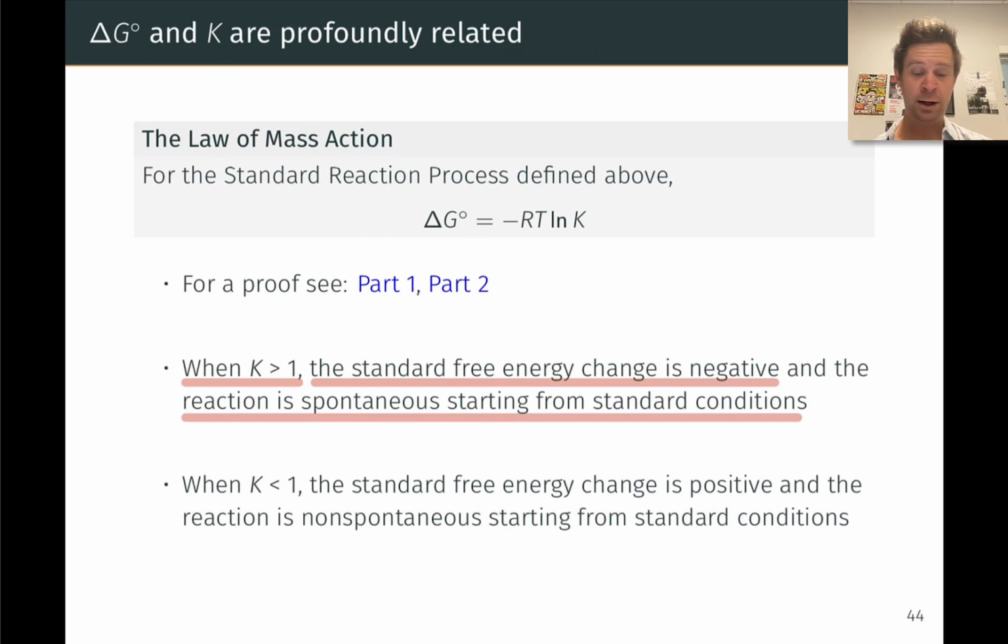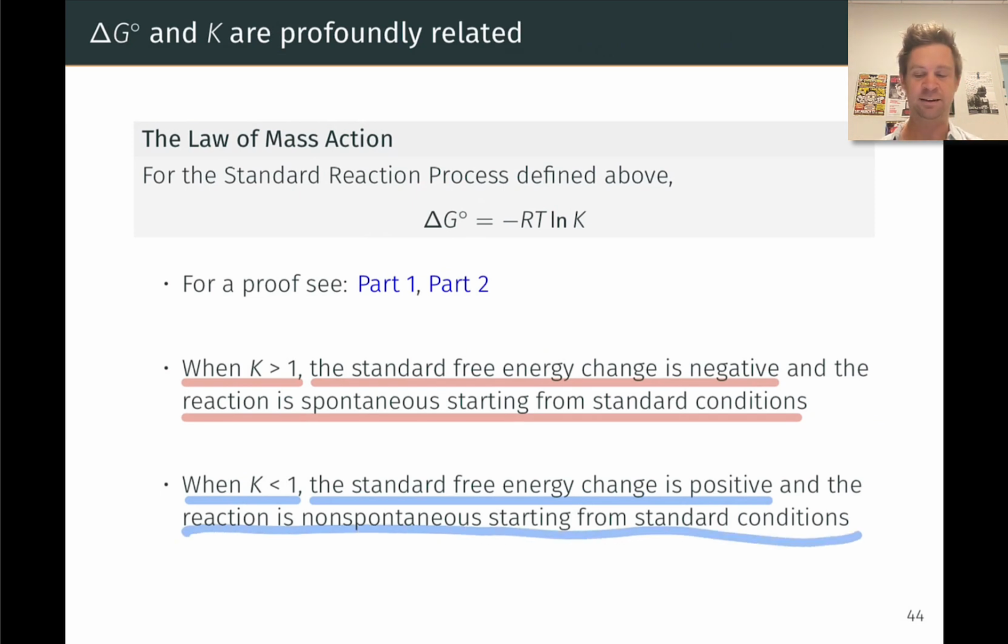The other side of the coin, if K is less than 1, well, in that case, the standard free energy change must be positive. Again, that falls out of the math of this equation at the top of the slide. And this means that if we start at the standard state, well, with K less than 1, the reaction will proceed toward reactants spontaneously. And so the reaction is non-spontaneous in the forward direction, starting from those standard conditions where Q is equal to 1.